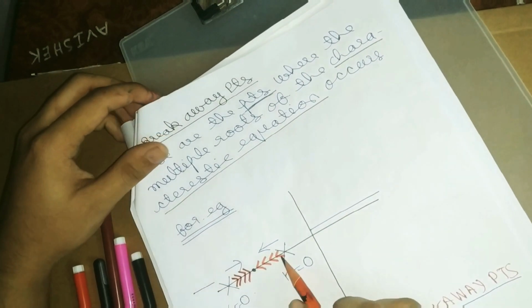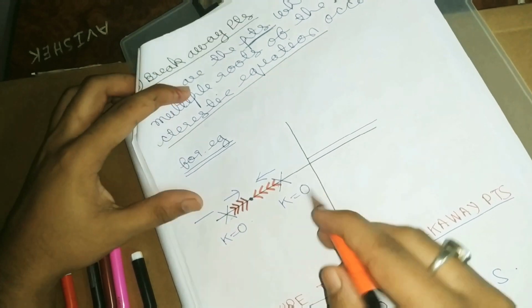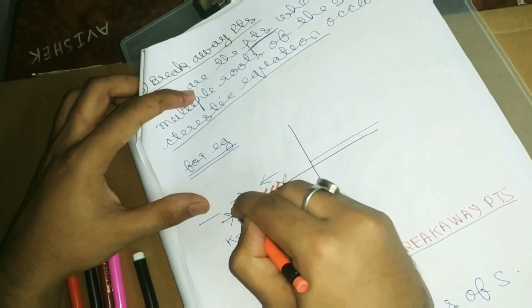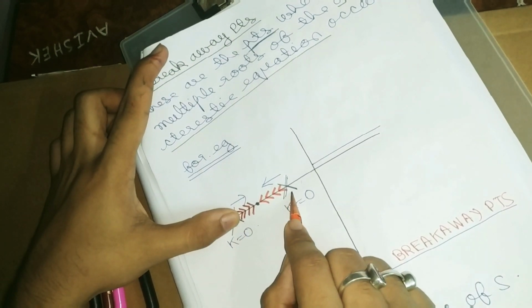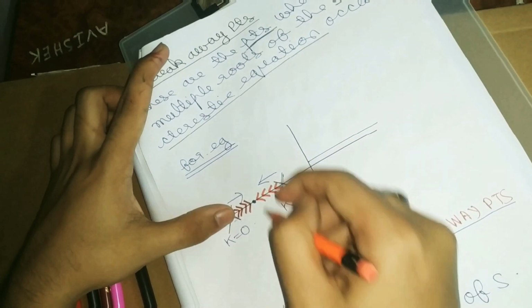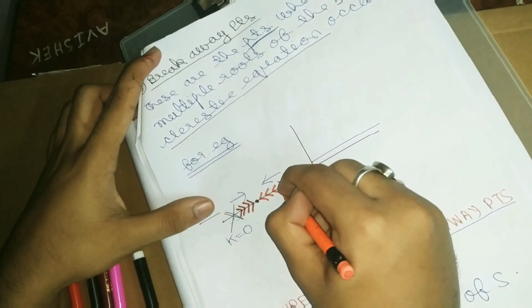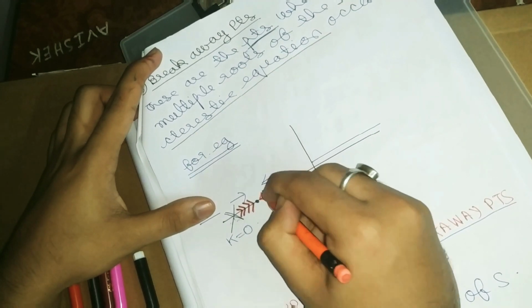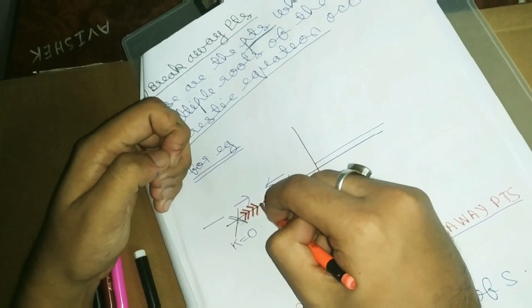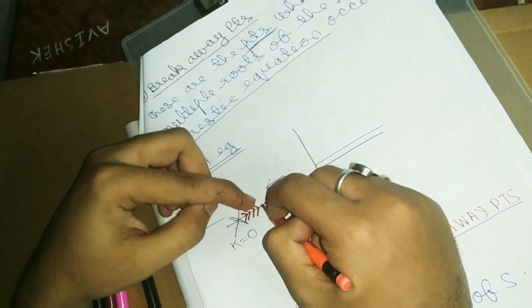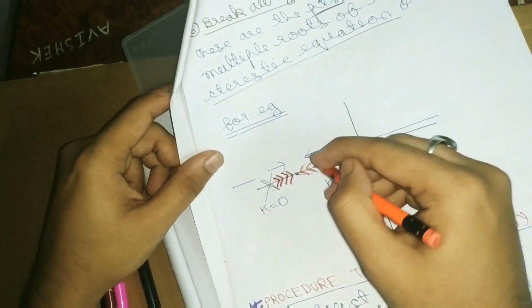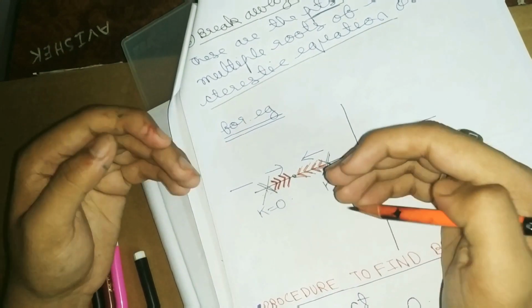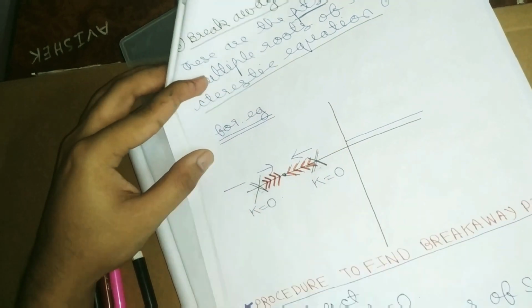Suppose this is one example, there are 2 poles. This is 1 pole and this is 1 pole. If you check from this side, there is only 1 pole, an odd number, so the root locus will exist from here to here. From here it will tend to here and this will tend to here. So there will be one breakaway point, and we have to calculate it, where the root locus breaks away.